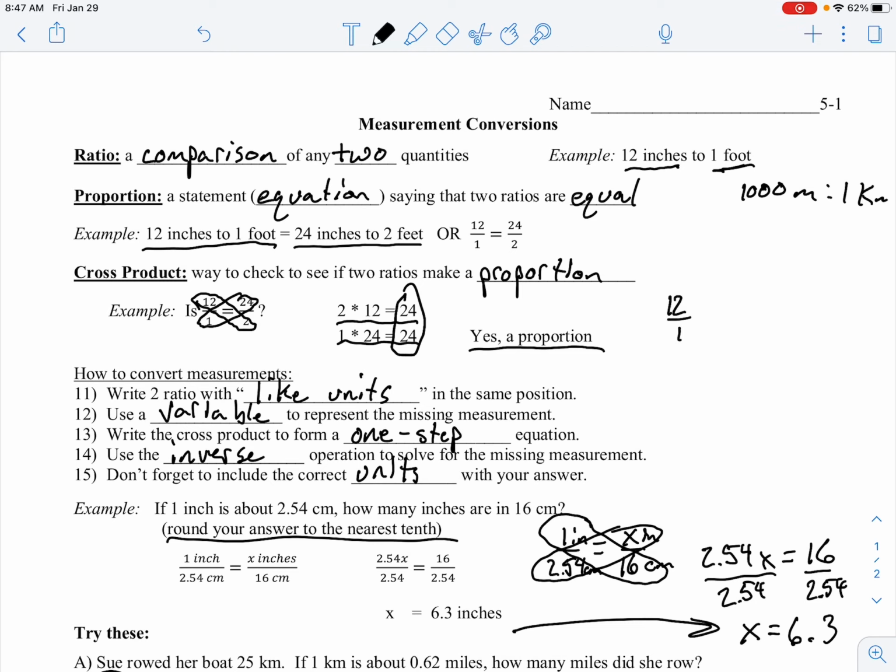So, we were comparing 12 to 1 and 24 to 2. So what we can do is divide this out. Well, 12 divided by 1 is just 12. 24 divided by 2 is 12. So we know that these are proportional. So that's another way that we can test it. Or you can do the cross product like it's asking you to here to see if you get the same thing.